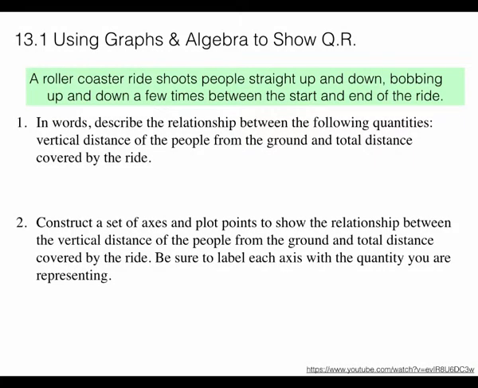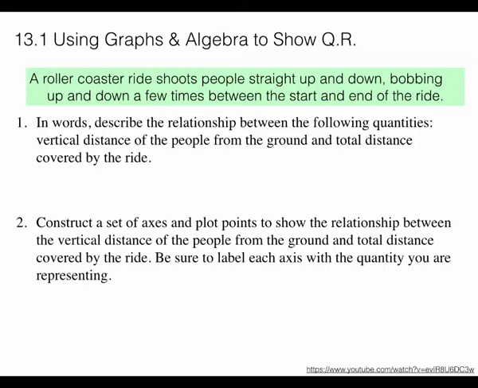So you guys already listed a good number of them, right? So you said the vertical distance from the ground, the amount of time elapsed, the speed of the roller coaster. Other things, did I miss something? How about the total distance that the roller coaster travels during the ride? That's a quantity, yeah? So a bunch of quantities are involved, okay?